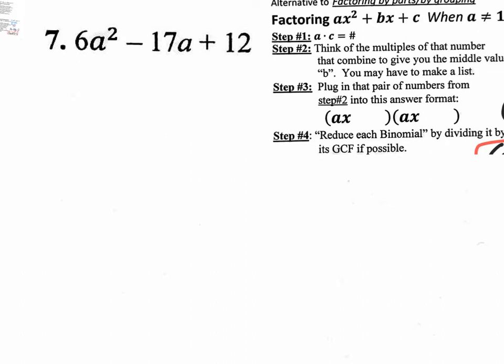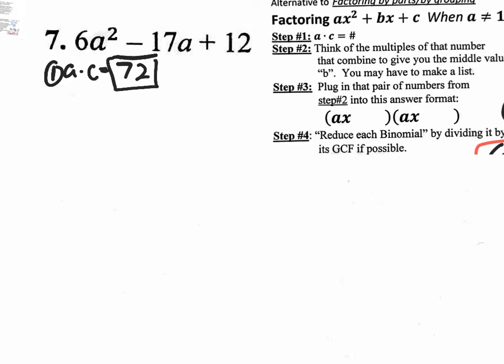Number 7. What's step 1? By the way, always try to pull out the GCF first. If you have a GCF you could pull out, it could probably be done even quicker, right? But there is no GCF here, but always try, at least look for it. So step 1, a times c. What is a times c? 72, because 6 times 12 is 72.